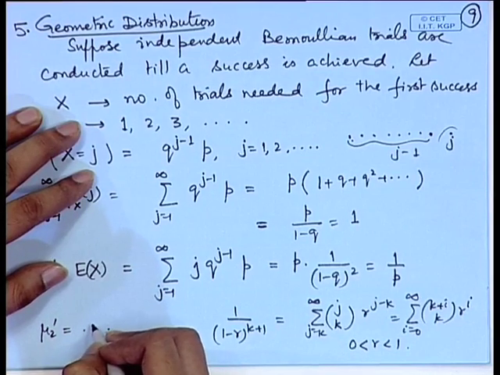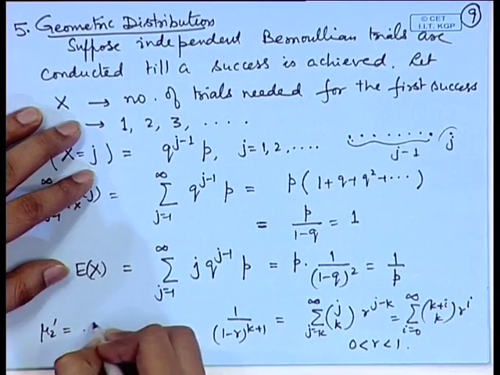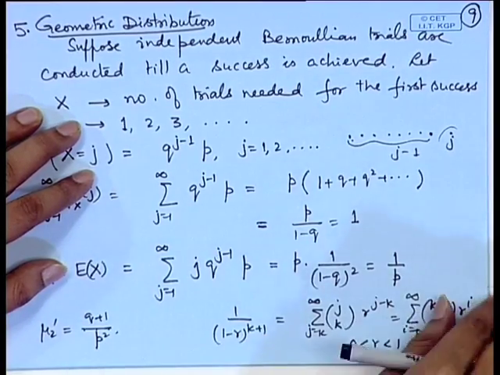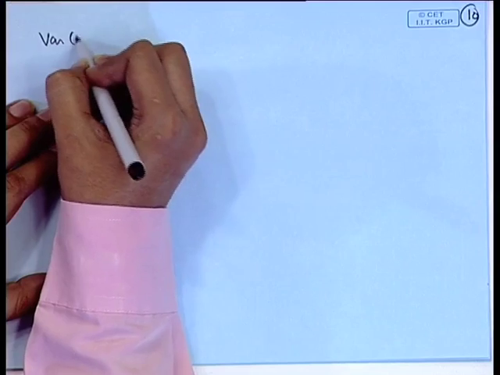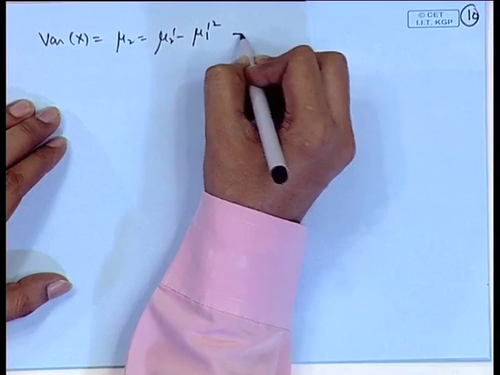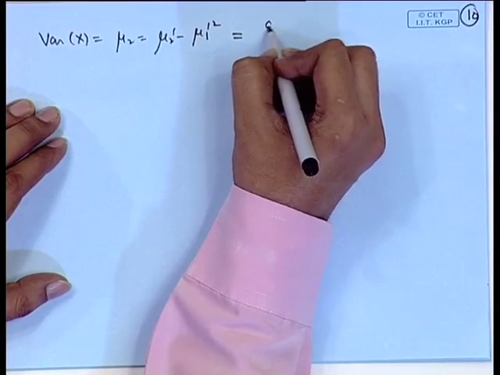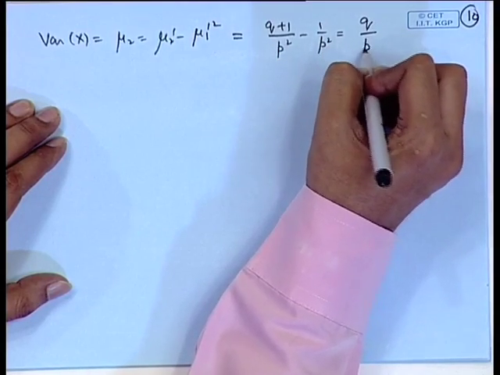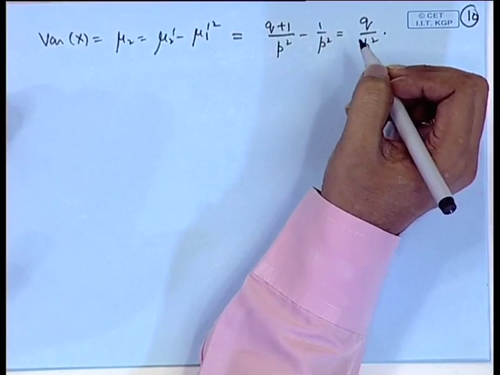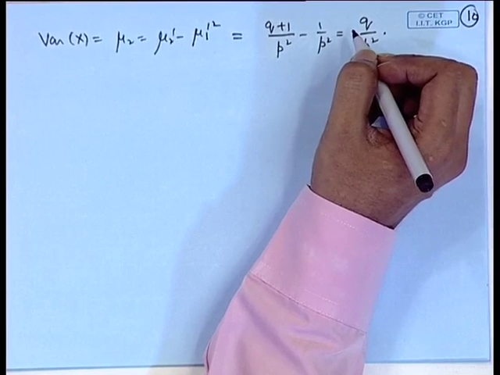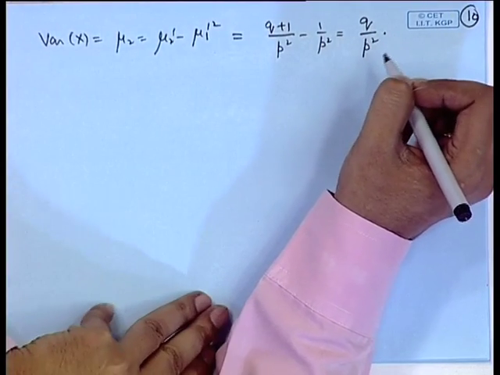So, using this we may write other terms, that is mu 2 prime turns out to be q plus 1 by p square, and therefore, we may calculate the variance of x, that is mu 2, that is mu 2 prime minus mu 1 prime square, and it will be equal to q plus 1 by p square minus 1 by p square, that is equal to q by p square. And we may write down further higher order moments, say mu 3, mu 4, etcetera, to look at the shape of the distribution.